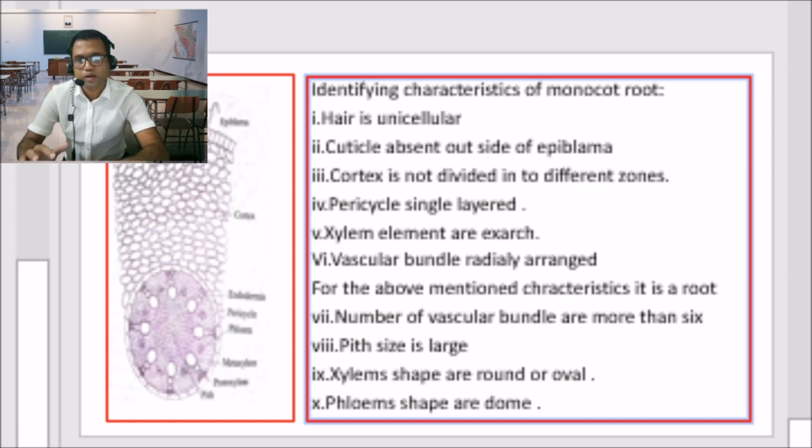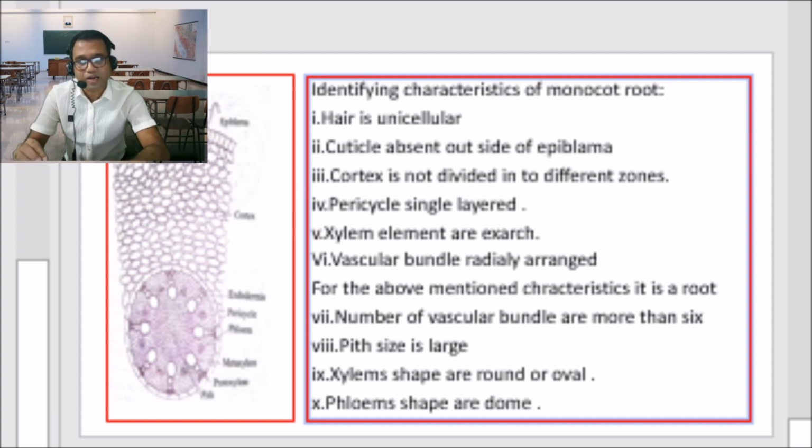Next, in this figure we can see that the number of vascular bundles is more than 6. That means the number of xylem and phloem bundles is more than 6. The central position is known as pith. The pith size is large.